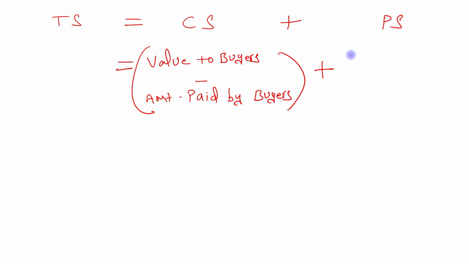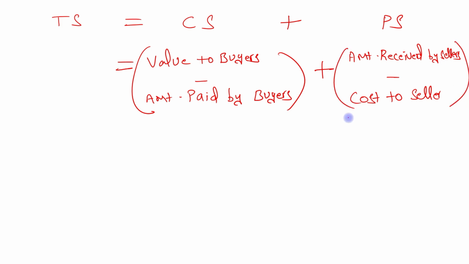plus amount received by seller minus cost to seller of providing that good. Okay, now if we see this amount paid by buyer and this amount received by seller, these two are equal to each other, right? And this is in negative and this is positive, so we can cancel out these two terms.